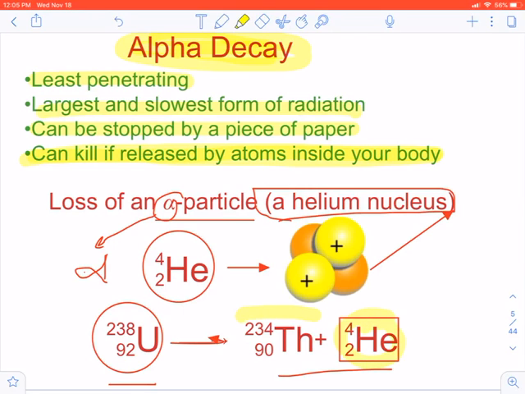And then we have to figure out what the mystery element is, what did the uranium turn into? Well, it's kind of easy. If you think about it, the total number of protons has to be 92. If 2 of them are occupied by this helium, how many are left? 90.